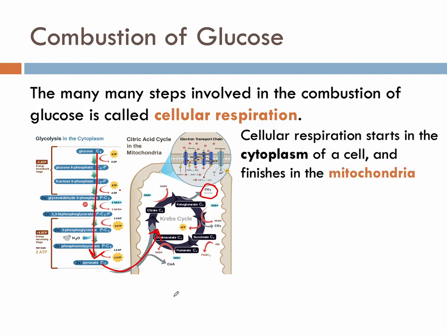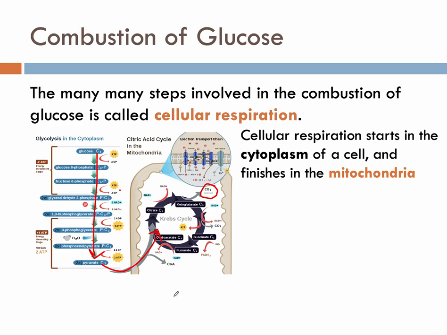That whole process happens in 2 places. It starts out in the cytoplasm, and then it finishes in the mitochondria. So you've probably heard, oh, the mitochondria is the powerhouse of the cell. Well, why is it the powerhouse? It's because that's where glucose is being turned into usable energy. So that when you hear the mitochondria is the powerhouse of the cell, that's what it means. Glucose is being combusted, essentially.